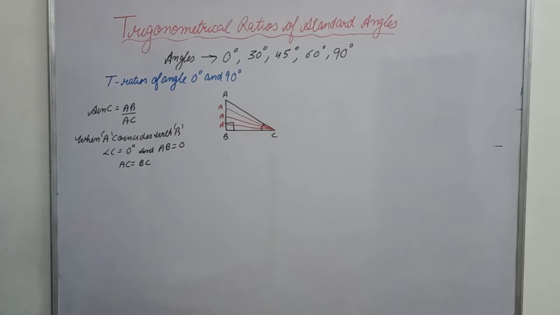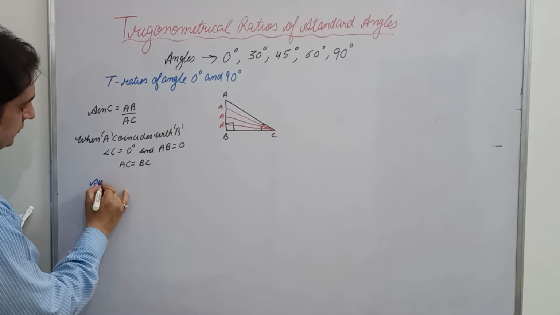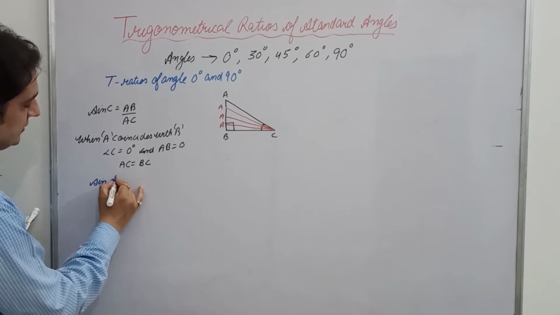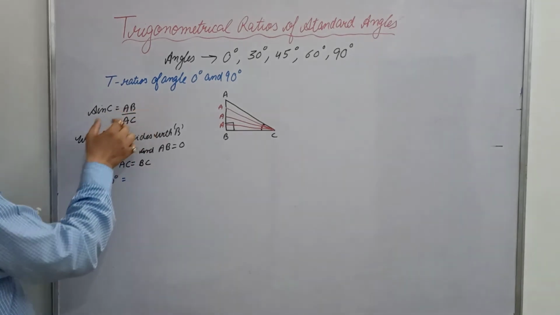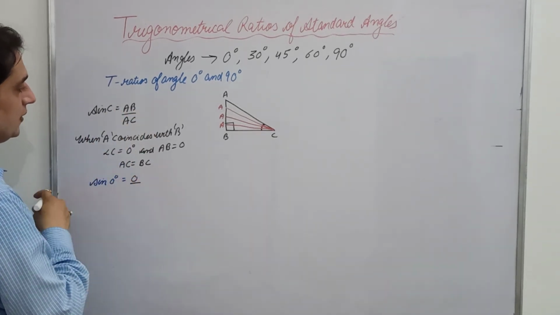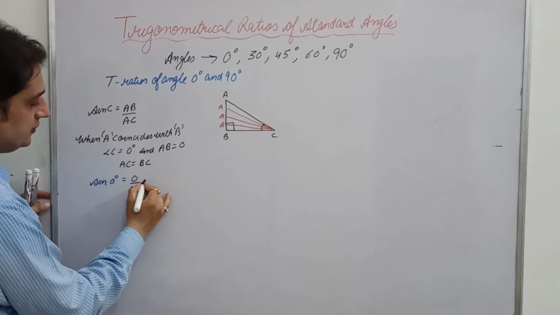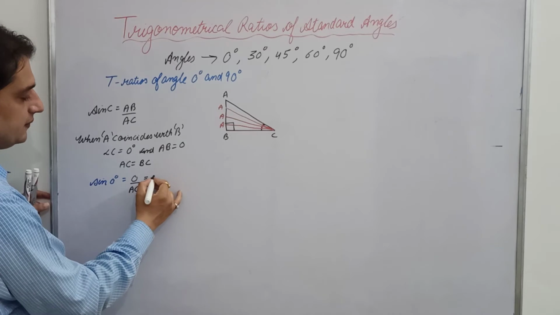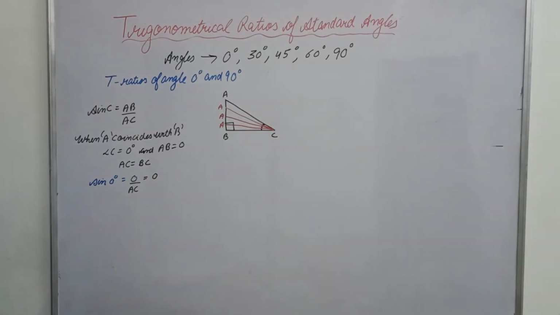You can see the values, that is sine of 0 degree. What is sine 0 degree? You see the length AB is 0, and for the length AC, you can write it as it is. So the value is 0 by something, that is 0. Right, so this is the value of sine 0 degree.